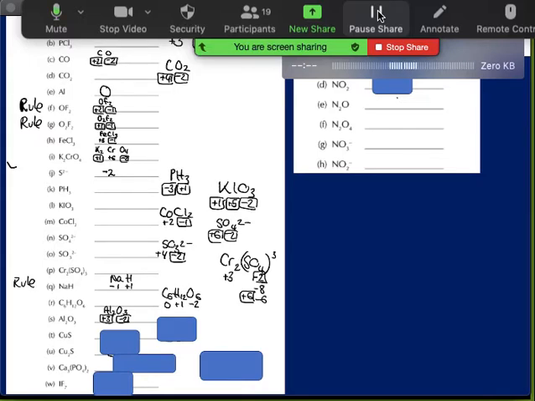In copper sulfate, sulfur is -2. Copper is +2. In Cu2S, again, sulfur is -2. It makes each copper +1.